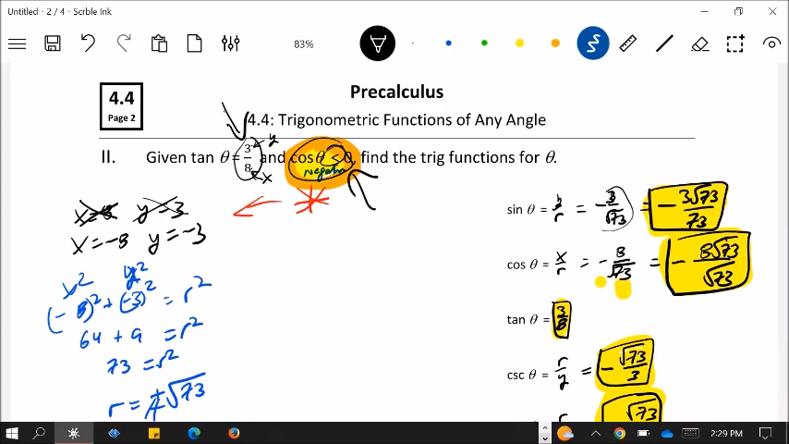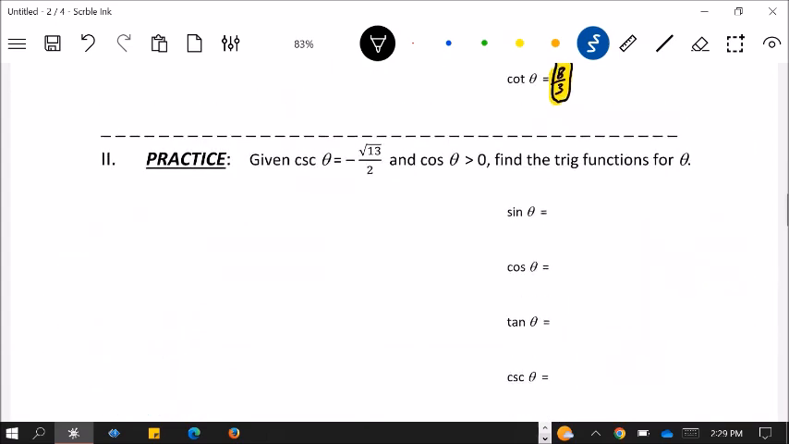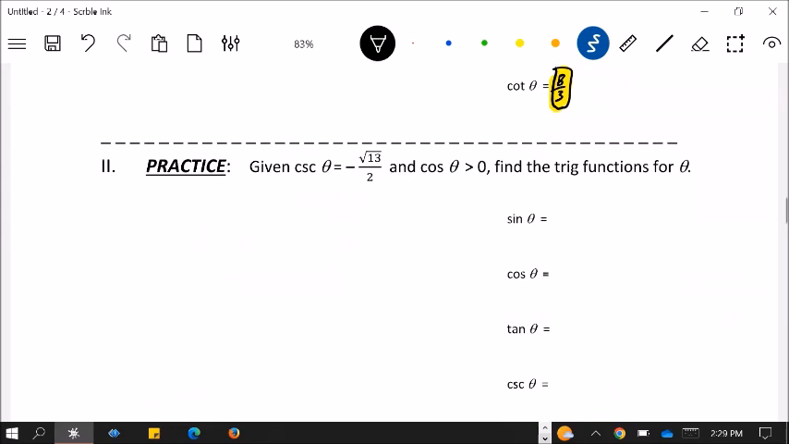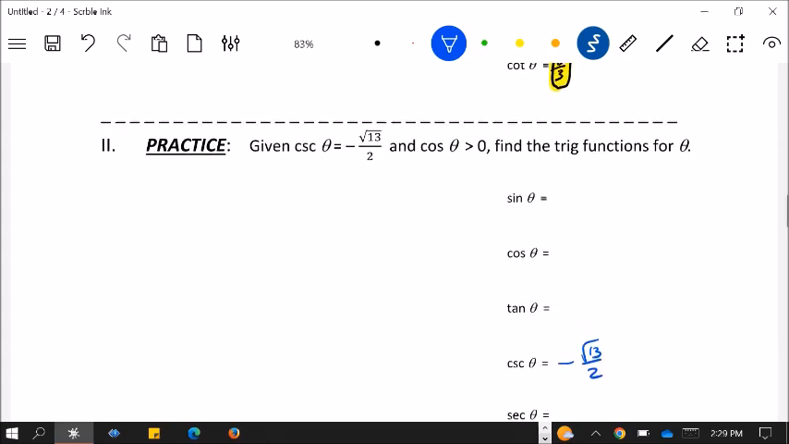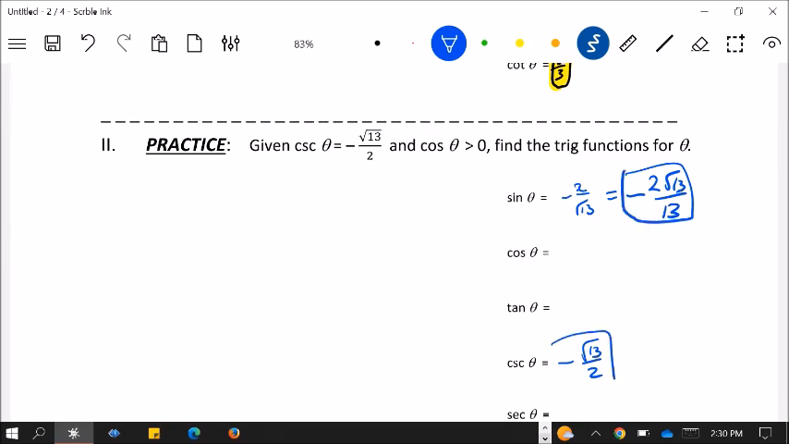And let's do it now with a different one. In this one, it's not the tangent. What we have is the cosecant. So first I'm just going to write it in for the cosecant because we know that's square root of 13 over 2. Cosecant is the reciprocal of the sine. So we know that's negative 2 over root 13, but we have to rationalize it. Negative 2 root 13 over 13. So those two are easy, but now we need the others.